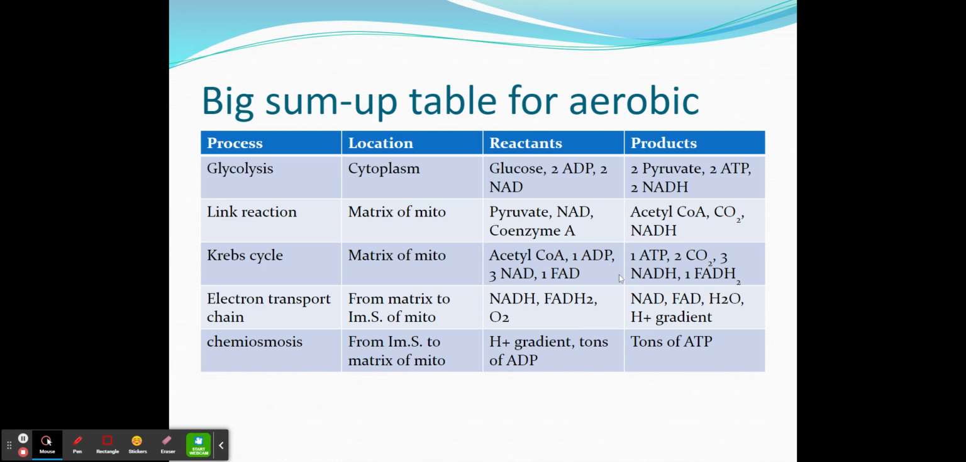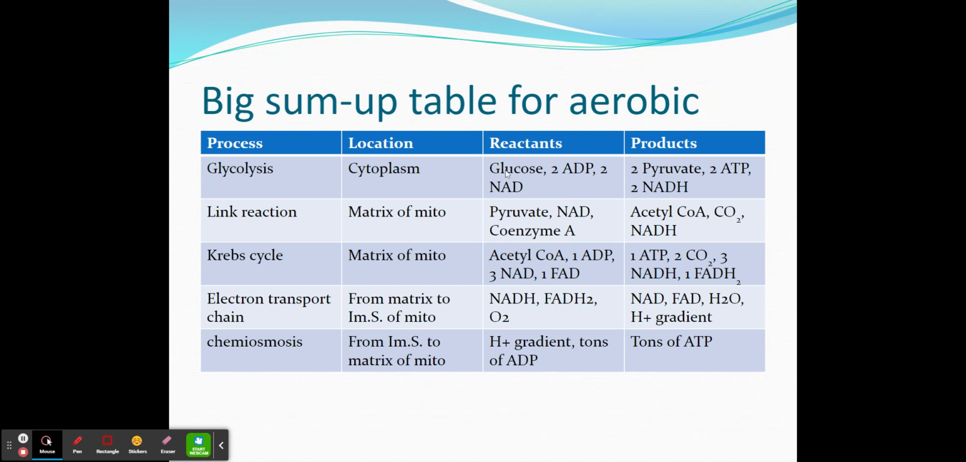Okay. Big sum up table. So if none of that made sense, memorize this table. Okay, locations. Cytoplasm for step 1. This is steps 1, 2, 3, 4, 5. GLKEC. Cytoplasm. Matrix of the mitochondria for steps 2 and 3. No membranes needed, just big open spaces. Electron transport chain: we're going to pump the H plus from the big happy matrix into the small intermembrane space. Step 5, chemiosmosis: we're going to let the H plus rush back into the matrix from where it came. And as the H plus rushes back through, we're going to make a lot of ATP.